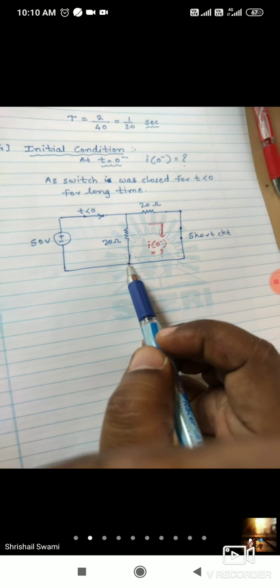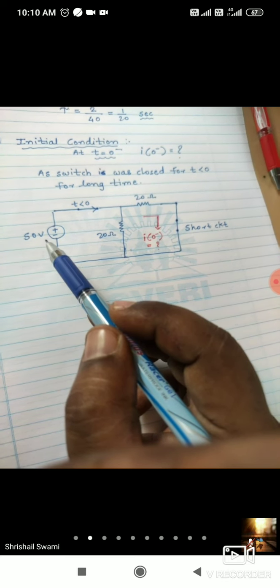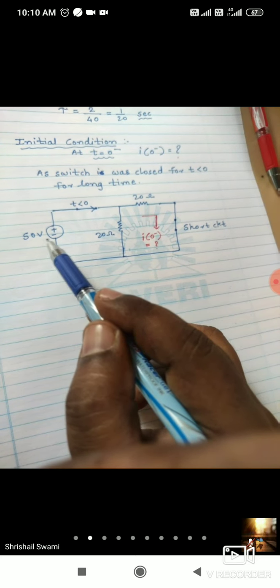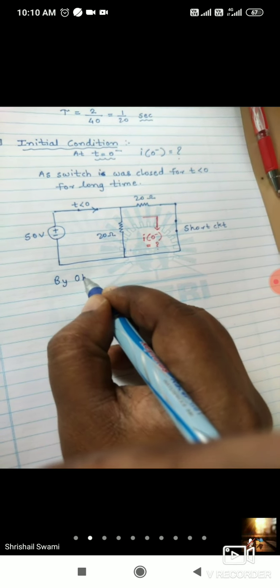So see here, the 50 volt source is connected across 20 ohm. This 20 ohm and this 20 ohm are connected in parallel. What is the voltage across both of these? 50 volt. Voltage across 20 ohm is 50 volt. So voltage is known, resistance is known. Use Ohm's law.